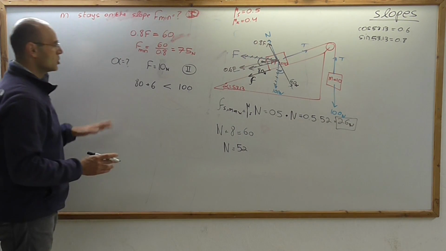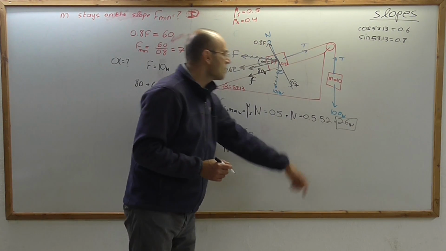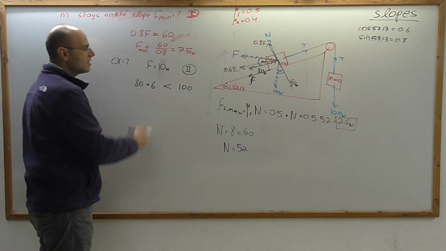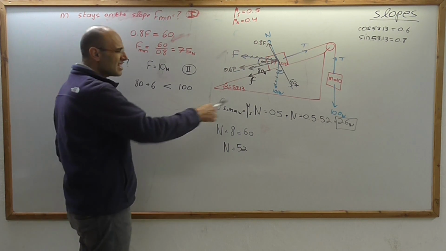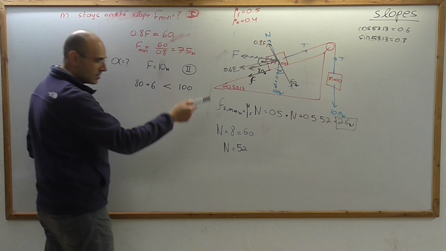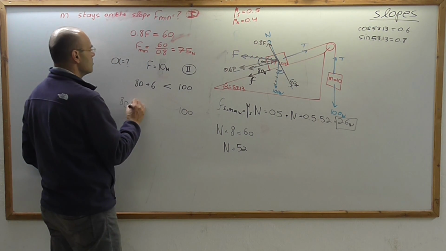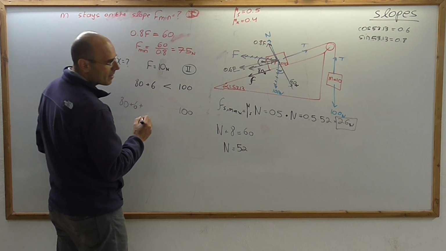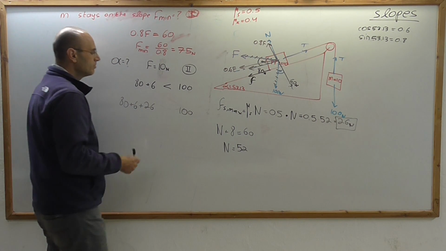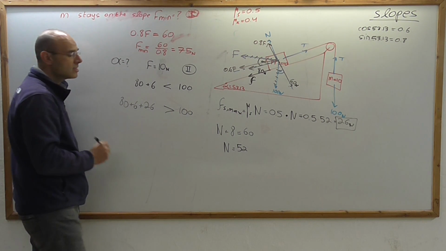So now I'll ask the question. This way I have 100 newton. This way I have 86. And the maximum friction force can be 26. So does the 100 overcome the 80 plus the 6 plus the 26? No, it doesn't. It's smaller. So what will happen to the system?